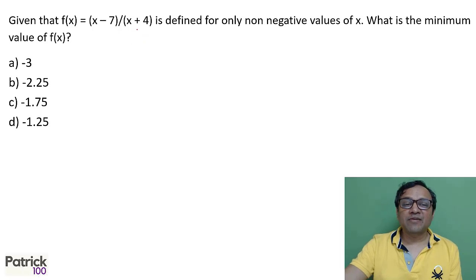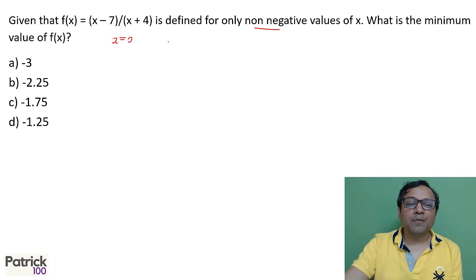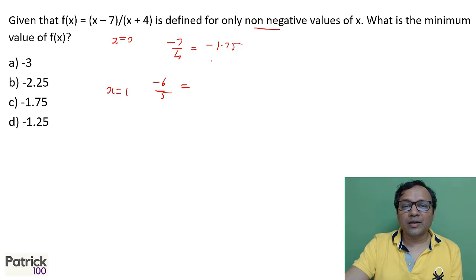f(x) is given as (x minus 7) upon (x plus 4), for non-negative values of x. What is the minimum value of f(x)? So it's non-negative. If I put x as 0, I get minus 7 upon 4, which is minus 1.75. The moment I increase the value of x, let's say x equal to 1, you get minus 6 upon 5. It becomes bigger than minus 1.75, minus 1.2 is bigger. And you realize that as you increase the value of x, it will just become bigger and bigger. So not possible. So the minimum value, as per 0, is minus 1.75.